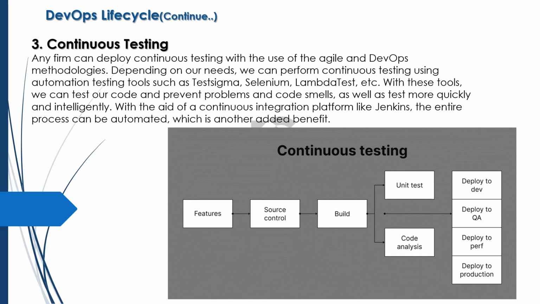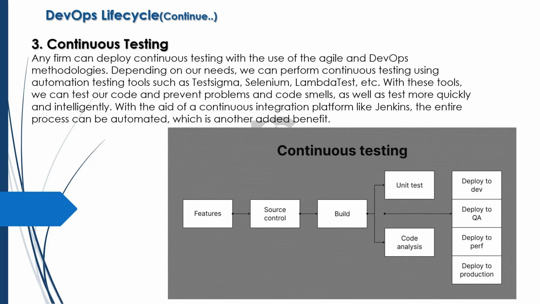Whatever piece of code you get from development after the build is tested, right? It is also a to-and-fro process. If you find that the functional testing is not working, it is brought back to the build phase or development phase. With the aid of continuous integration, which we'll learn about next, like Jenkins, the entire process can be automated, which is another added benefit.